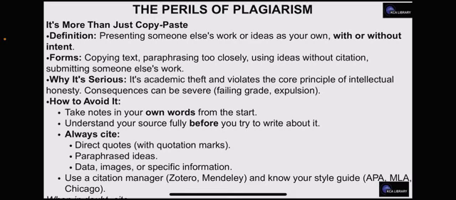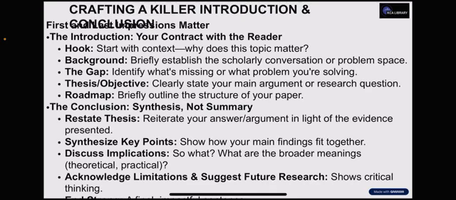In order to avoid plagiarism, one, take notes in your own words from the start. Secondly, understand your source fully before you try to write about it. The third one is always cite. In doing this, you cite direct quotes with quotation marks, paraphrased ideas, and any data, images, or specific information. And the fourth one is you use a citation manager and know your style guide, APA, MLA, Chicago, and the like.